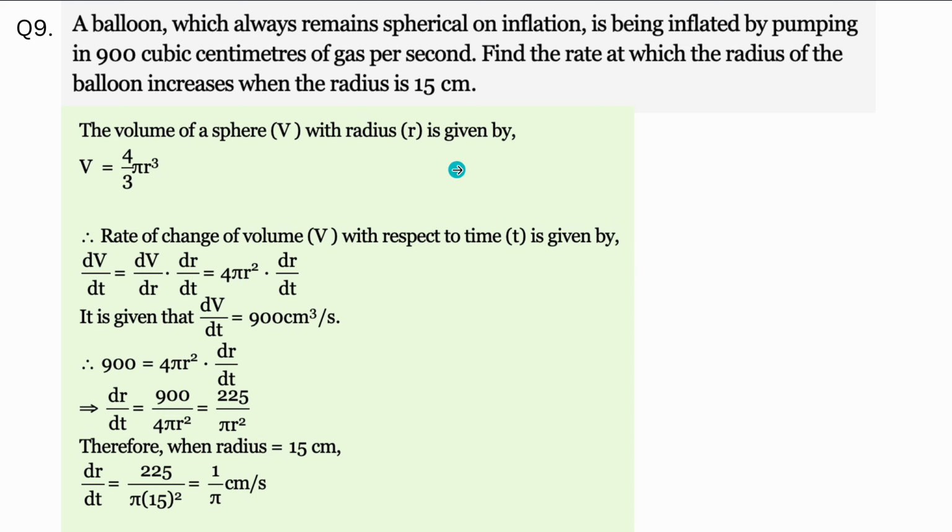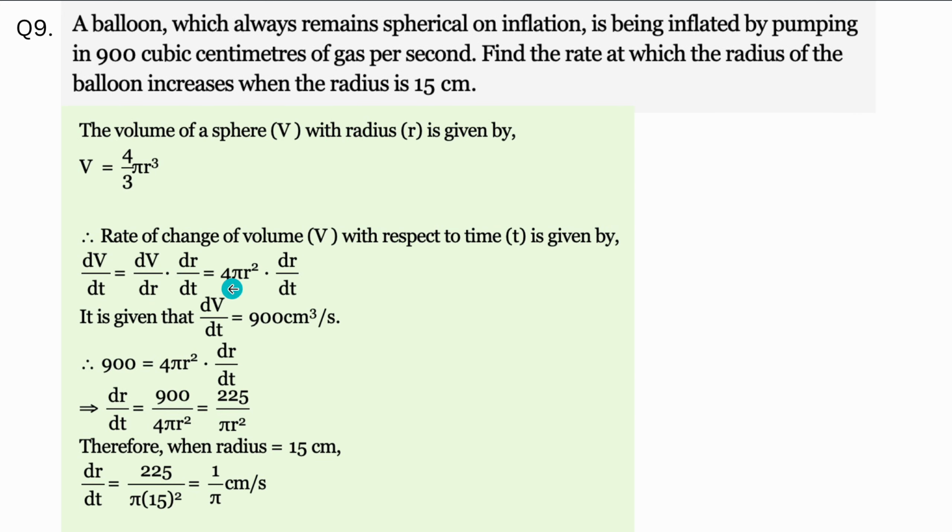Now, question 9. A balloon which always remains spherical on inflation is being inflated by pumping in 900 cubic centimeters of gas per second. So, dV by dt has been given to us as 900 centimeter cube per second. Now, find the rate at which the radius of the balloon increases when the radius is 15 centimeters. Now, when we're talking about a balloon, we will consider that it is spherical in nature, and it has also been mentioned here. So, the volume here for a sphere will be 4 by 3 pi r cube.